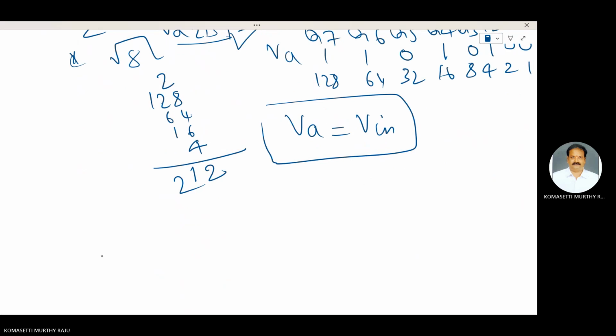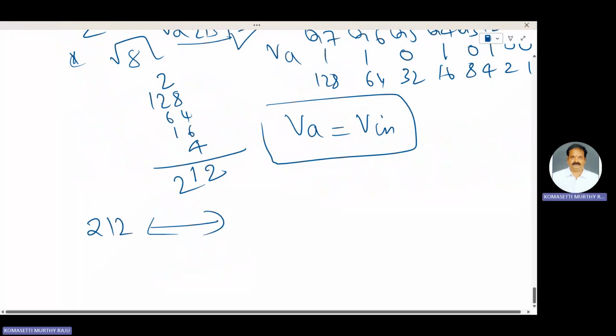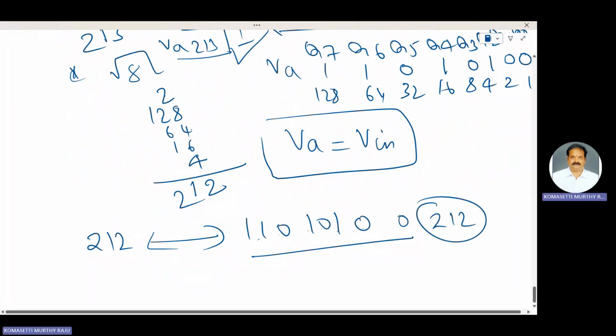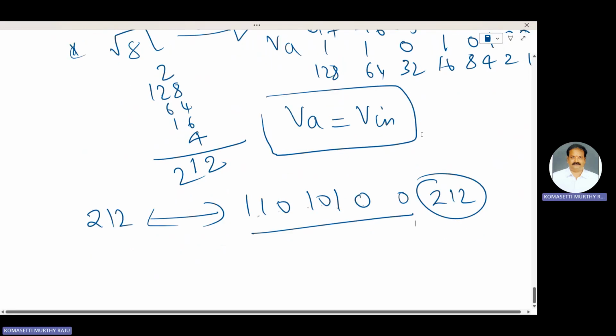Therefore, the hold value 212 is converted into digital data. The digital data is 1 1 0 1 0 1 0 0. This is also 212. After 8 clock pulses, the conversion has been completed.